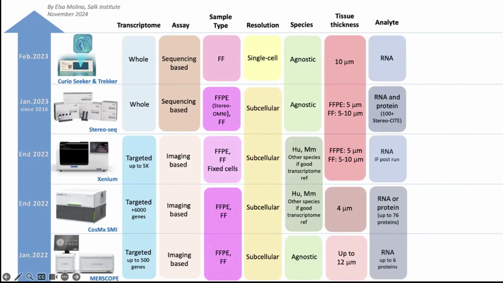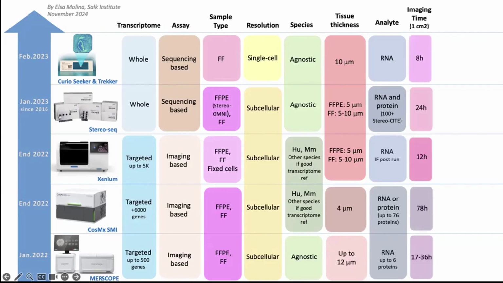For Xenium, what we like is you can do H&E post-run on the same Xenium slide that you ran the transcriptome on. For Stereo-seq, what we like is you can do RNA and protein at the same time, more than 100 of them. And currently, with Curio Seeker and Trekker, you can run only RNA.